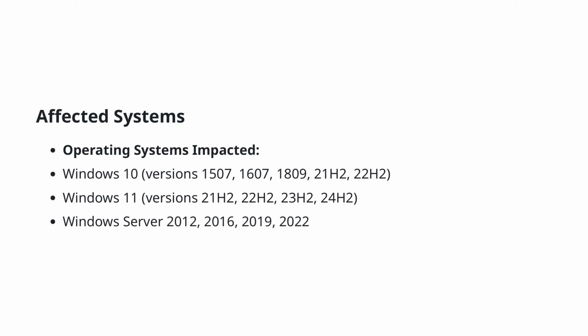Furthermore, several versions of Windows Server are affected, including 2012, 2016, 2019, and 2022. Understanding which systems are vulnerable is critical for identifying which installations may be susceptible to this privilege escalation flaw. Ensure that your organization is aware of these affected versions so that necessary precautions and updates can be implemented swiftly.